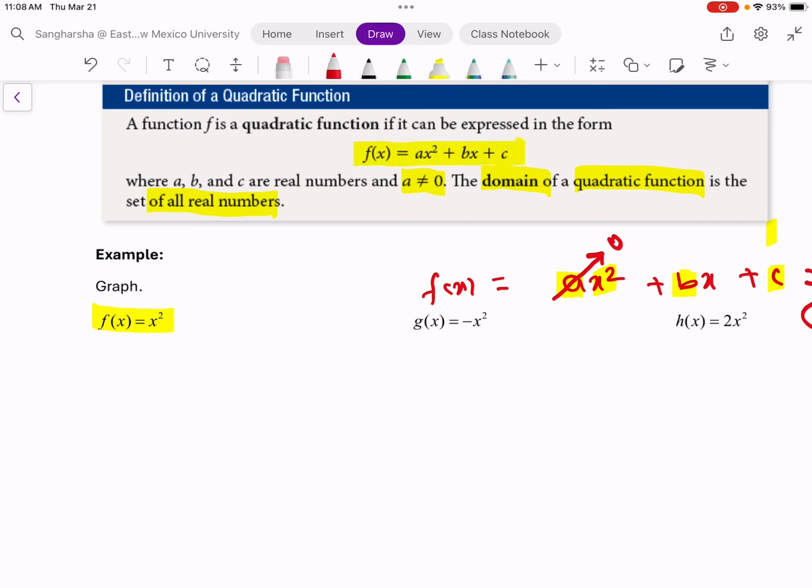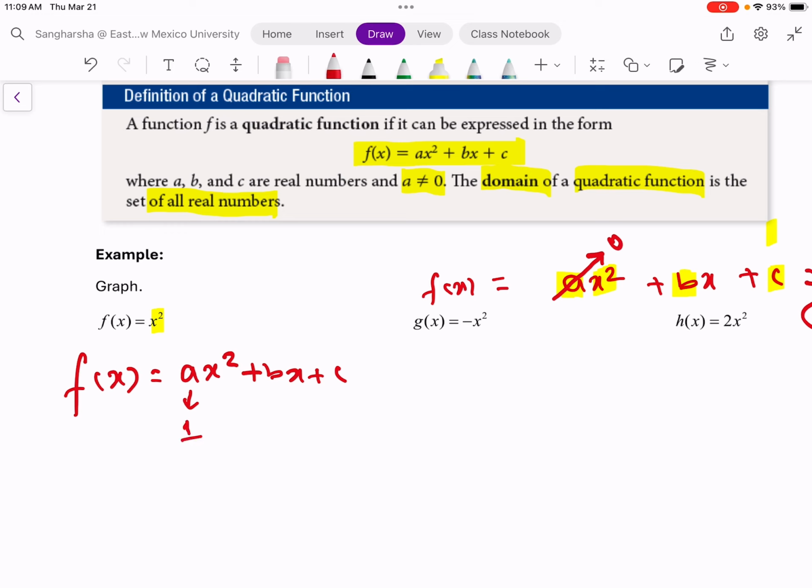So if we compare with f of x equals ax square plus bx plus c, what do we have for a? 1. A is the coefficient of the x square term. We have x square, and the coefficient of this is... if it's nothing, we do have 1 there, right? So A is 1.